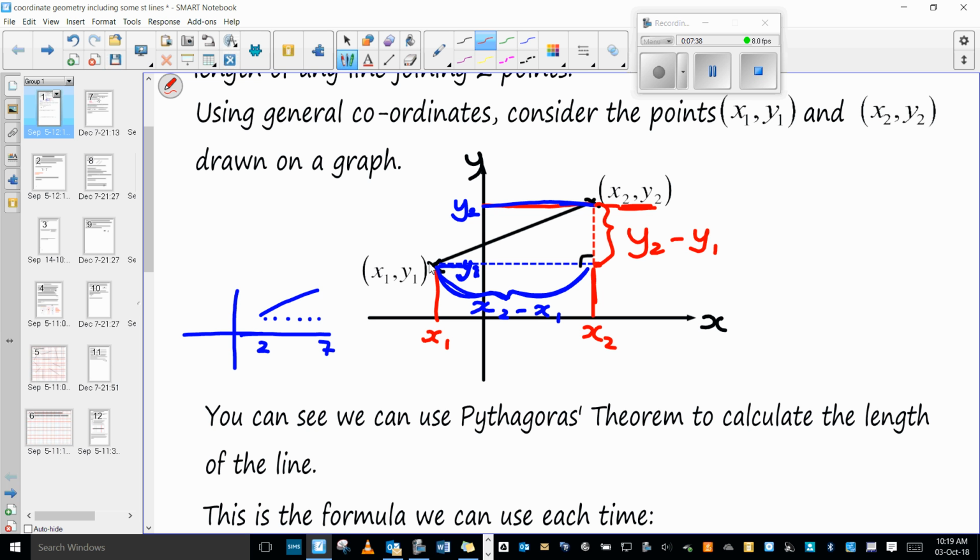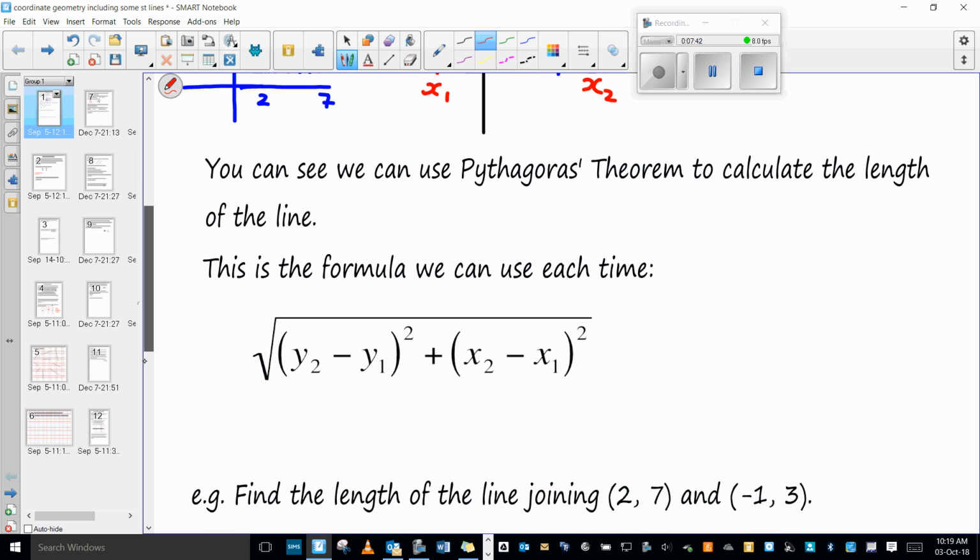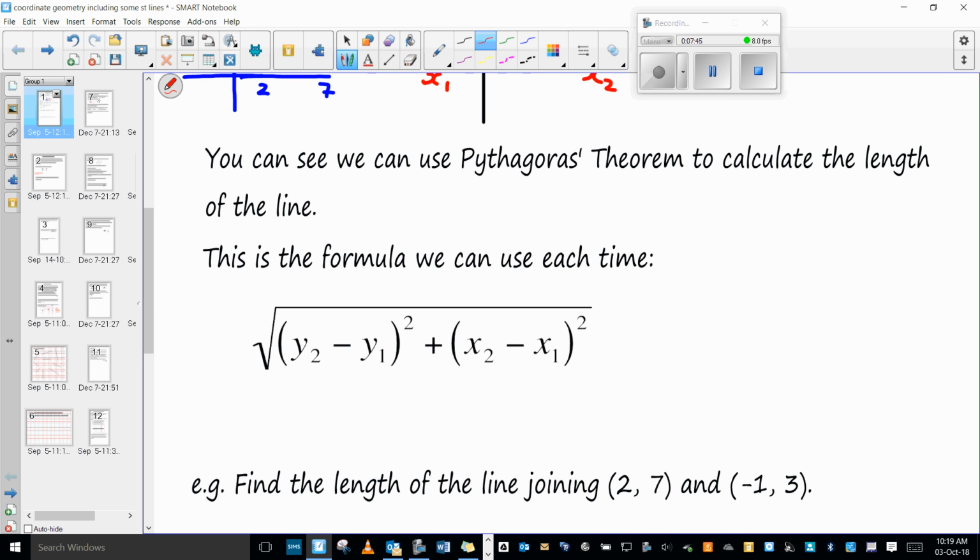So, if that's that measurement, we can now set ourselves up a formula. We would have y2 minus y1, and we would square that. We would add on x2 minus x1, and square that. And then we would take the square root of it, to find the length of the line.